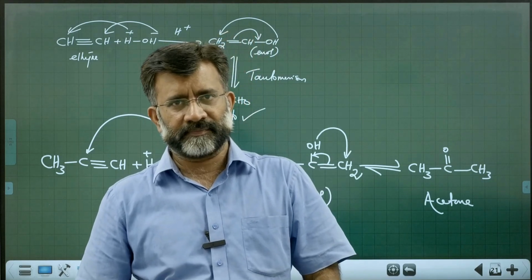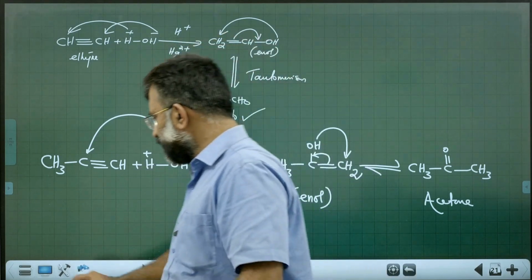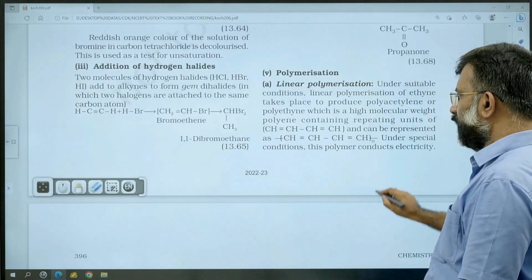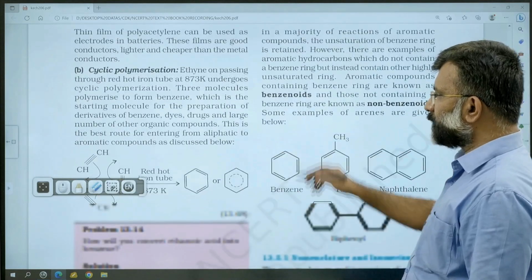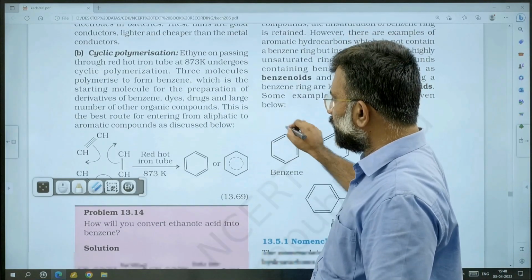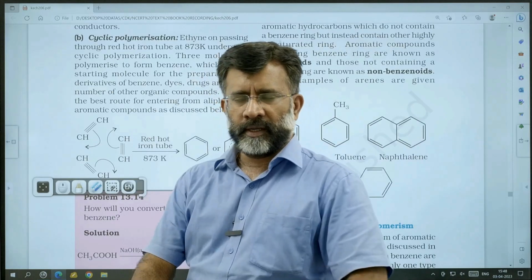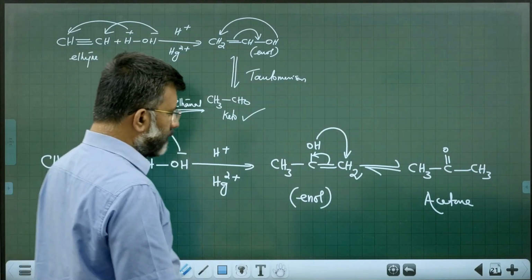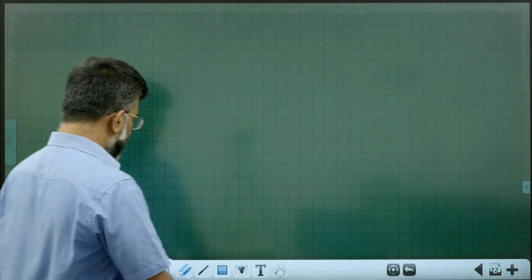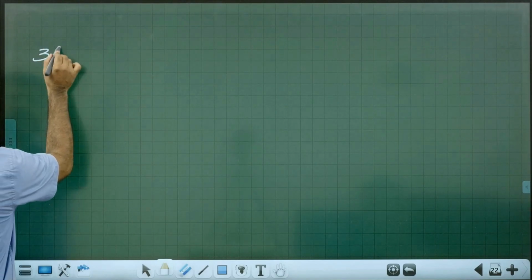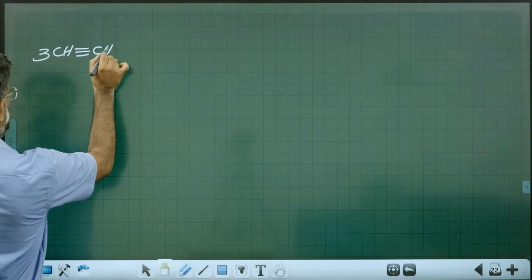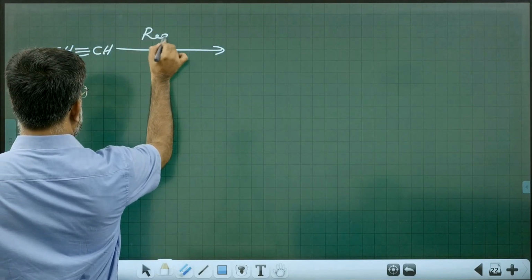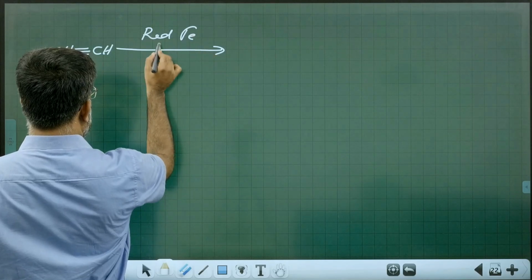Is that clear? And of course, as we were discussing in case of alkanes, there is polymerization reaction observed in alkynes. There is a special type of polymerization that is called cyclic polymerization. There is cyclic polymerization given by alkynes. For example, 3 moles of ethyne. 3 moles of ethyne react when passed through red hot iron tube.